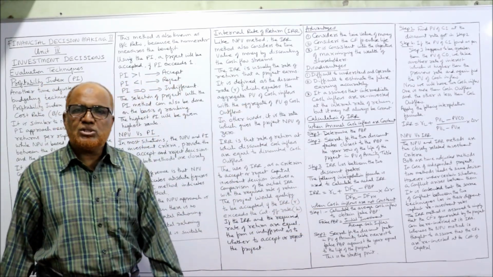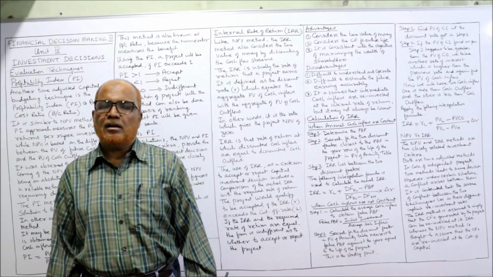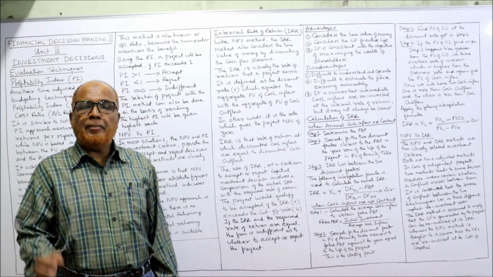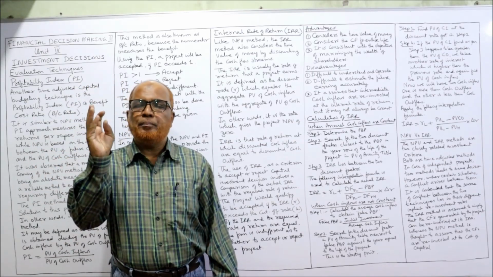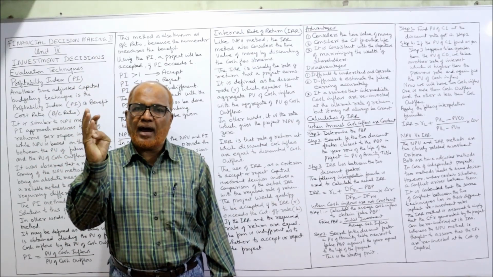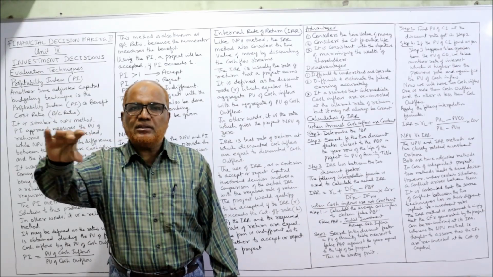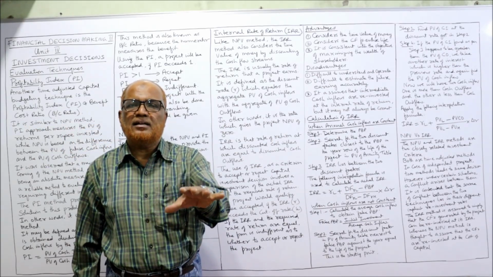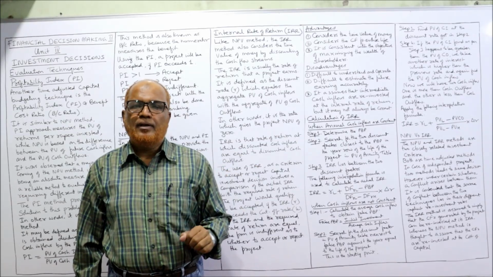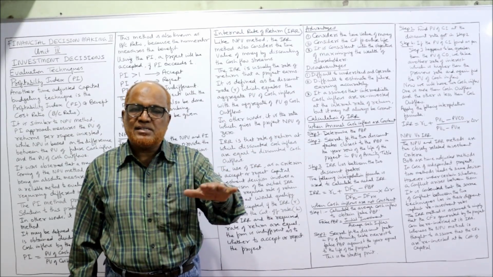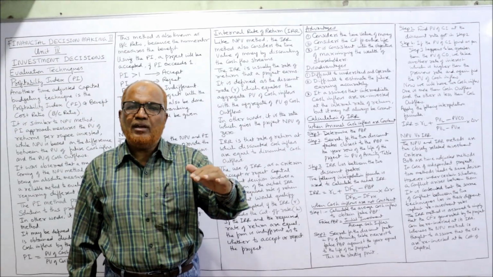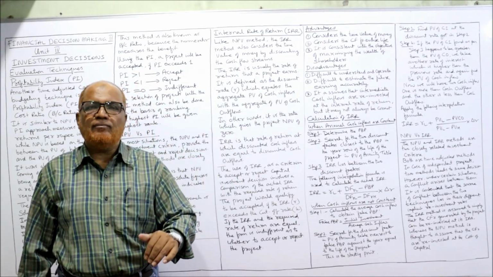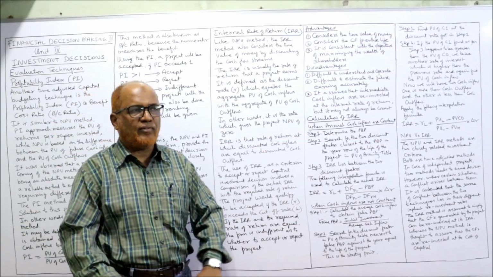Now, advantages. What are the advantages of this IRR? The first advantage, it considers the time value of money. The main advantage of PI, NPV and IRR, all three methods, is that these methods consider the time value of money. That means the value of money will not be the same every year. Every year the value of money will change. So considering the time value of money is the main advantage of IRR.